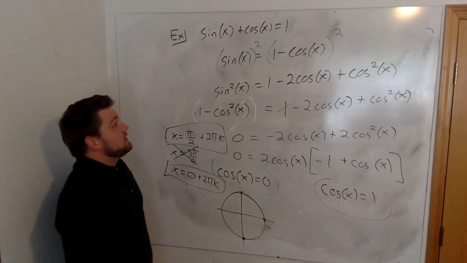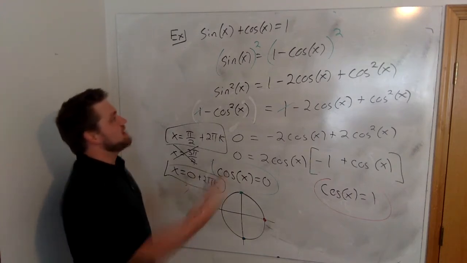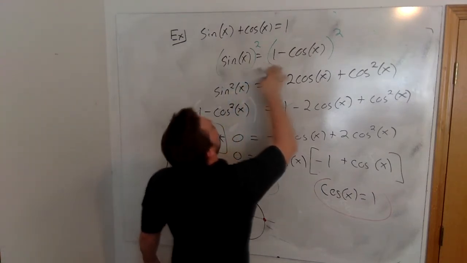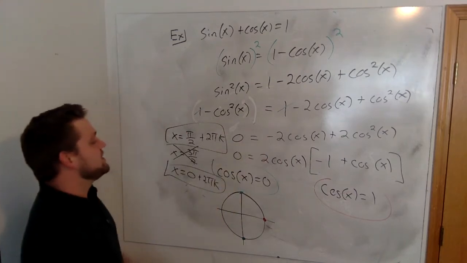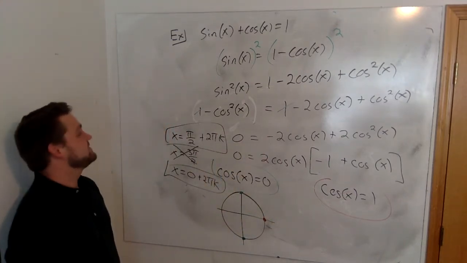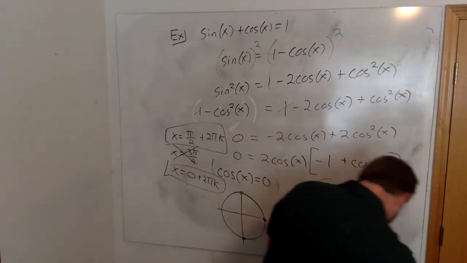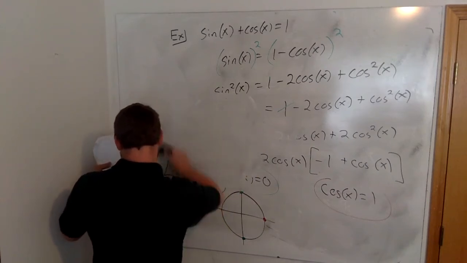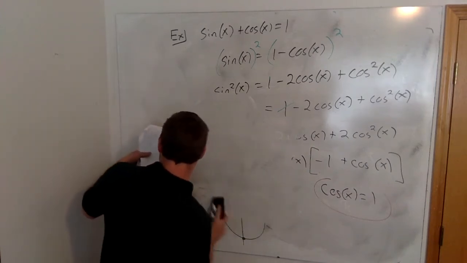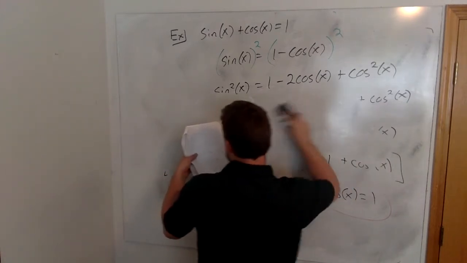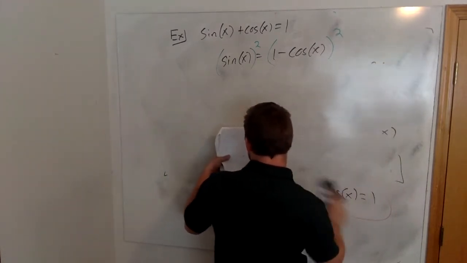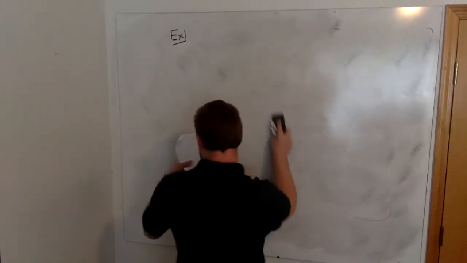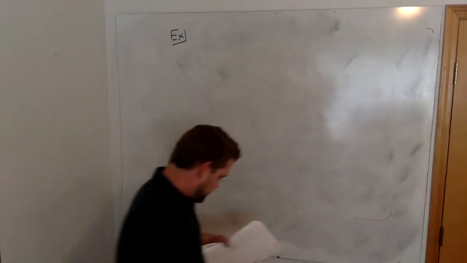I wouldn't say we did it the cleanest way here, but if you decided to take this route, or maybe the original equation presented itself as sine of x equals 1 minus cosine of x, and then you square from there, notice we'll get to the same place, which is great. Okay, let's try another problem. Let's try this one here.